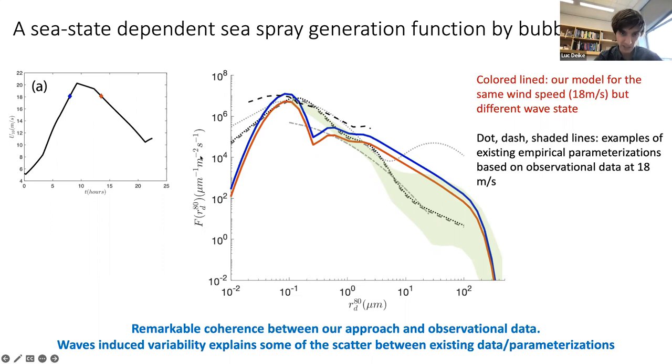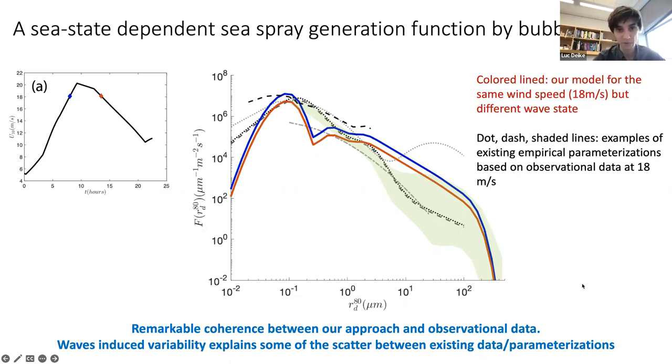This is the sea spray emission function from the beginning, but now with our model, which is the red and blue line for a particular storm event, which shows that our model captures some sea state variability. But the most important point here is that it compares reasonably well with some of the other dashed and dotted lines that are various parameterizations from the literature. And so the overall framework gives the right order of magnitude and shape, comparable to these sea spray aerosol data.